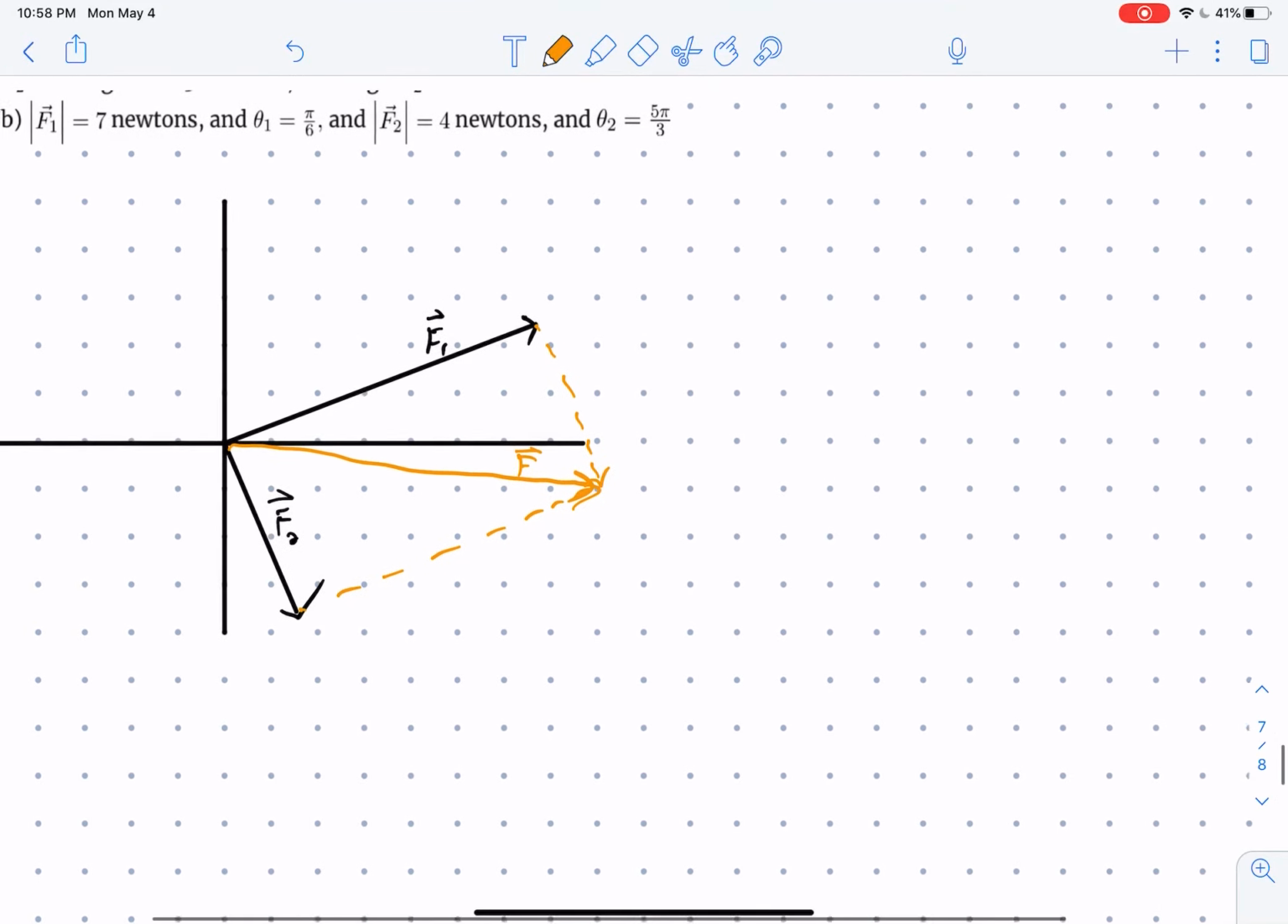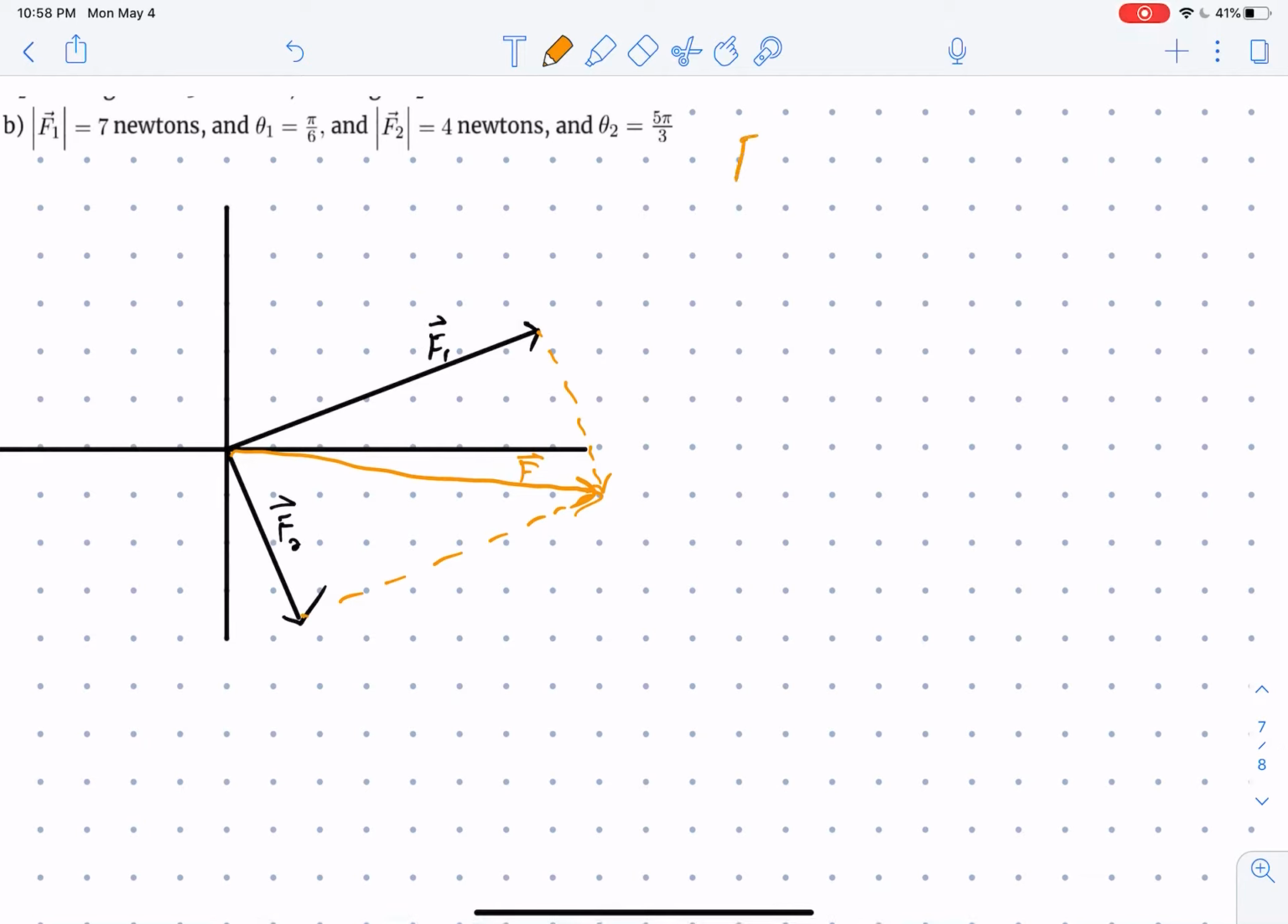We'll start with F1. F1, well, it's equal to 7 times cosine pi over 6, comma, 7 times sine pi over 6. And apologies, I'm going to go ahead and work in black from now on as it's easier to read.